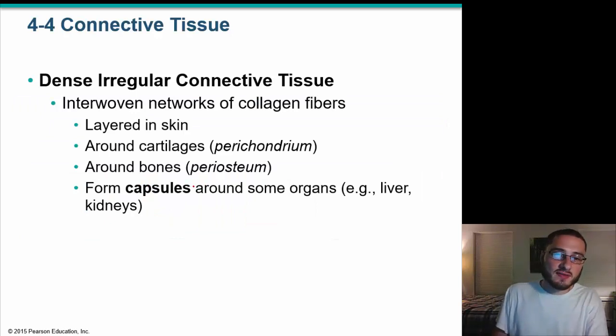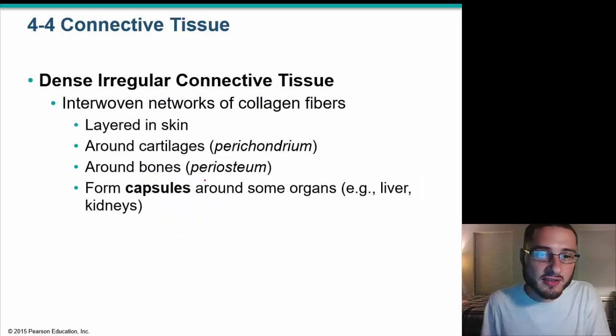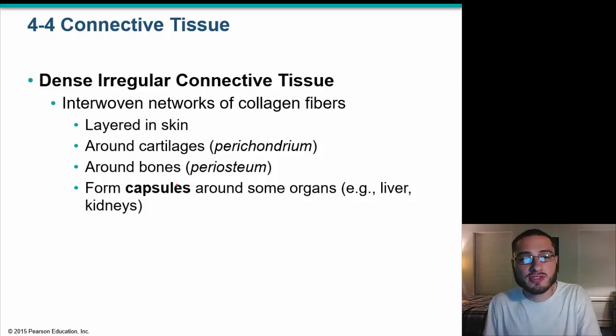Dense irregular connective tissue is layered in skin, around cartilages, around bones. All right, when it's around the cartilages, we call it perichondrium. So whenever we talk about the perichondrium that is around cartilages, that is really dense irregular connective tissue. A lot of times no one is going to say, hey, you know the dense irregular connective tissue around the cartilage. They're just going to say the perichondrium. Same thing goes for around the bones.